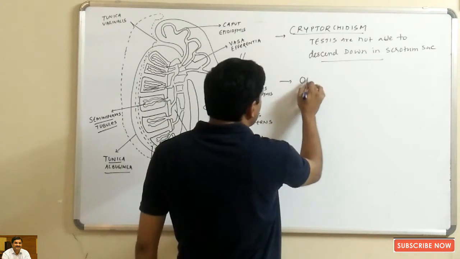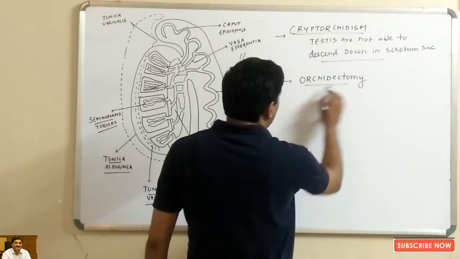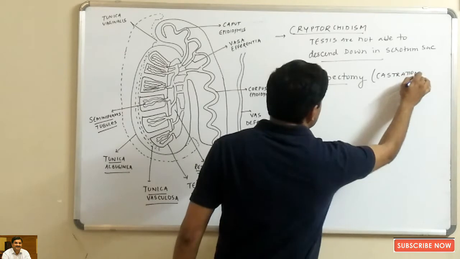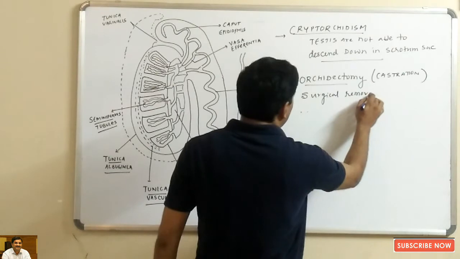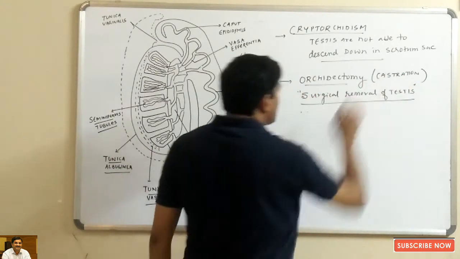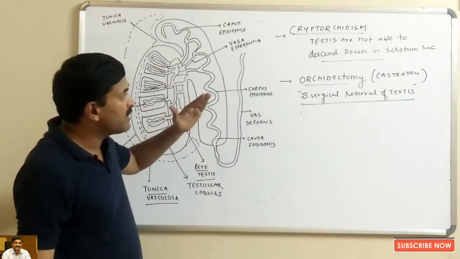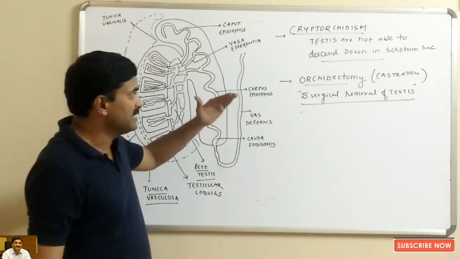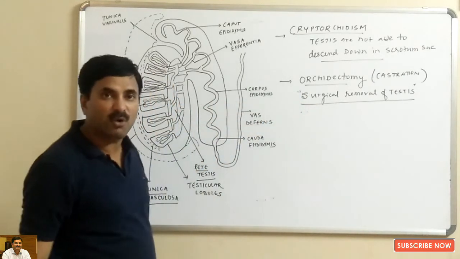One more thing you must know, that is what is orchidectomy. Orchidectomy is also called castration, and it is the surgical removal of the testes. In comparison to males, castration is actually done in bulls to reduce their aggressiveness. Their testes are removed, and that's why the surgical removal of the testes is known as orchidectomy.